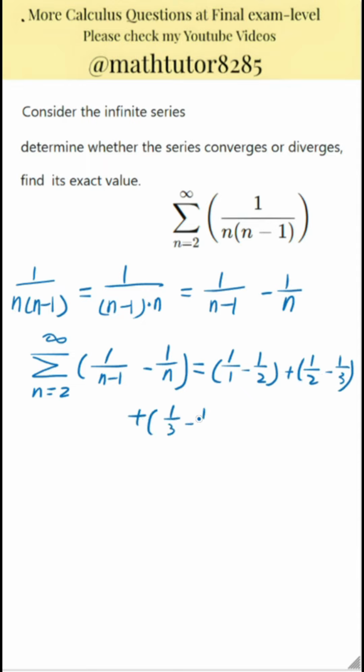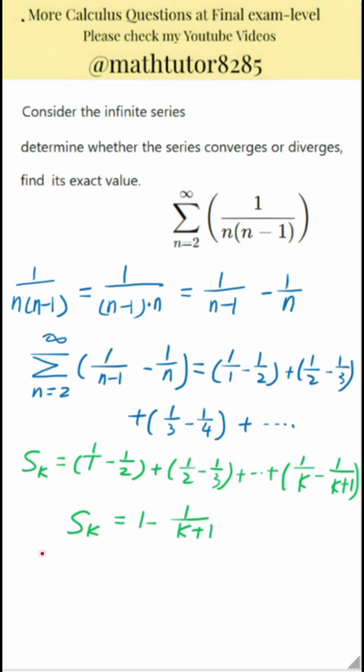Next step, this creates a telescoping pattern, a special structure where most terms cancel each other out. When we write out the partial sum of the first k terms, everything in the middle cancels out. Only the very first positive term, which is 1 over 1, and the last negative term, which is 1 over k plus 1, remain. So the partial sum is 1 over 1 minus 1 over k plus 1.